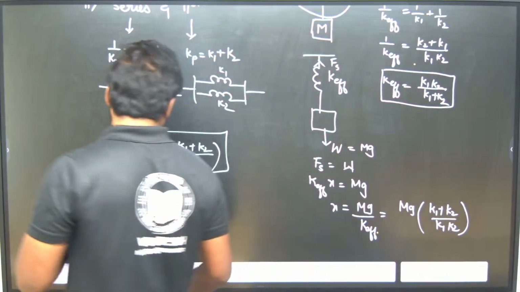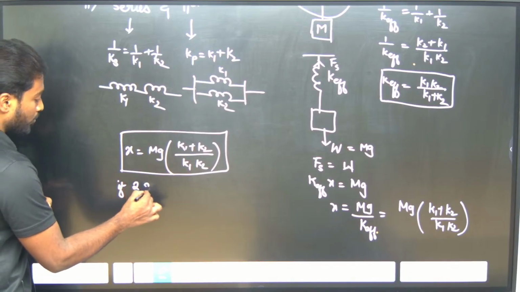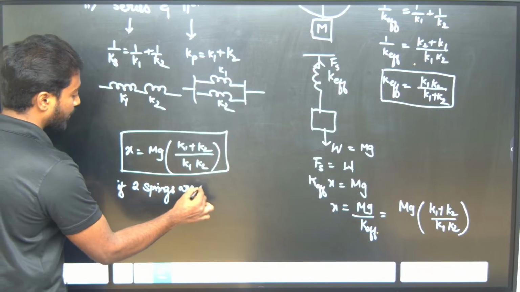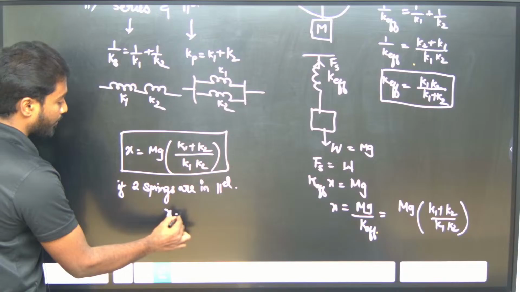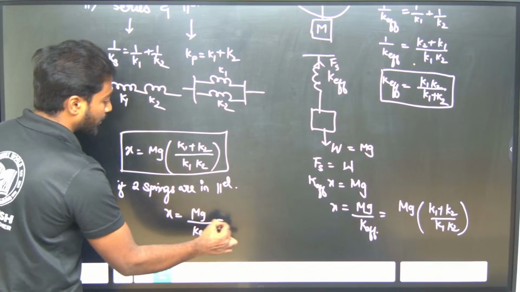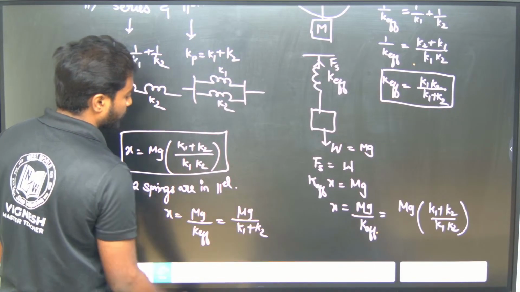So for the parallel condition, if 2 springs are in parallel, what should I do? x will be equal to mg by K effective, nothing but mg by K1 plus K2. That's it, this is my answer.